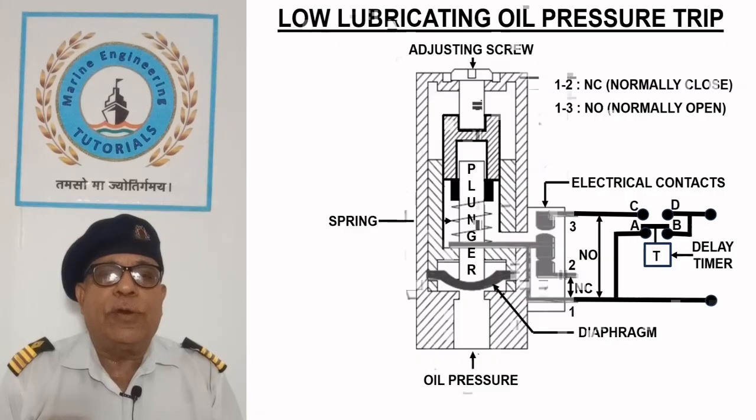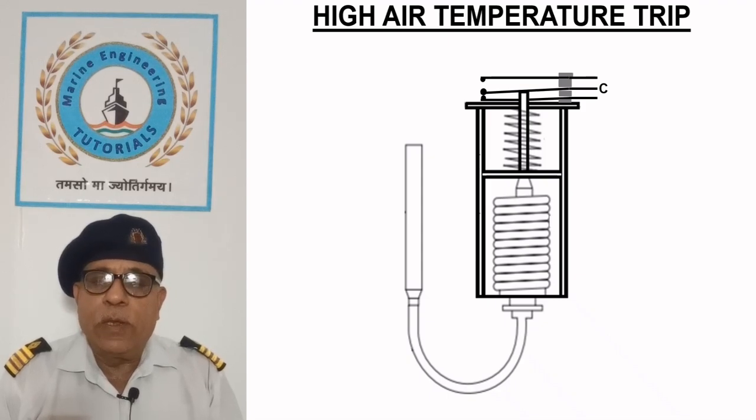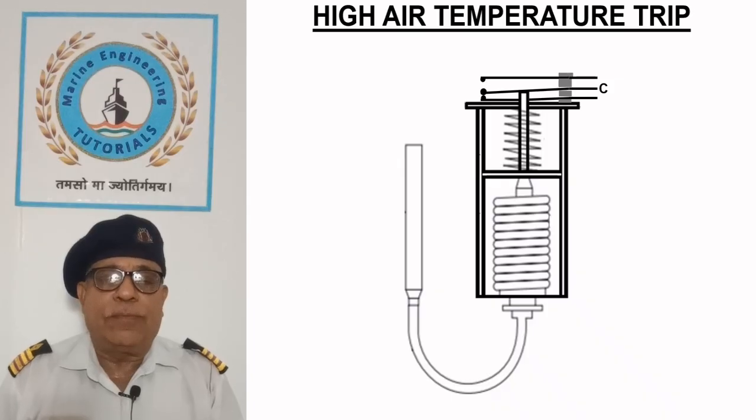High air temperature trip. The sketch shows a high air temperature trip equipped on the delivery air pipe, usually set to trip the compressor at 65 degrees Celsius. Cause of the trip may be found in air cooler tubes, insufficient cooling water due to a faulty pump, or too long operation of the compressor.